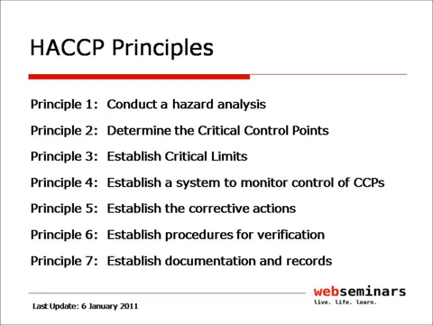There are 7 principles for HACCP. These are: Principle 1. Conduct a hazard analysis. Principle 2. Determine the critical control points. Principle 3. Establish critical limits. Principle 4. Establish a system to monitor control of CCPs. Principle 5. Establish the corrective actions. Principle 6. Establish procedures for verification. Principle 7. Establish documentation and records.